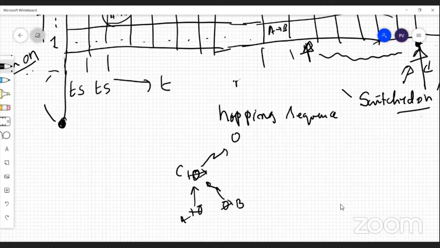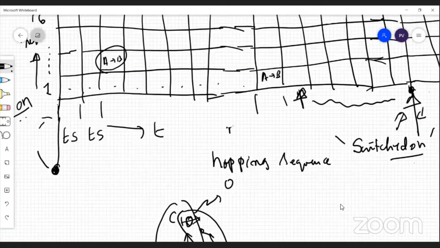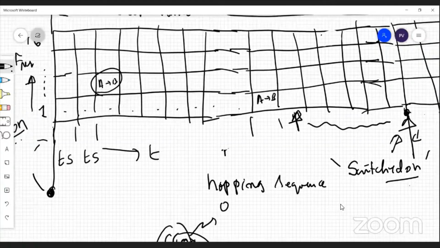C to B, the channel hopping sequence is known. C to A, the channel hopping sequence is also known. And that's how the whole network starts hopping so that it can battle interference and improve reliability and so on and so forth. So this is a basic idea.